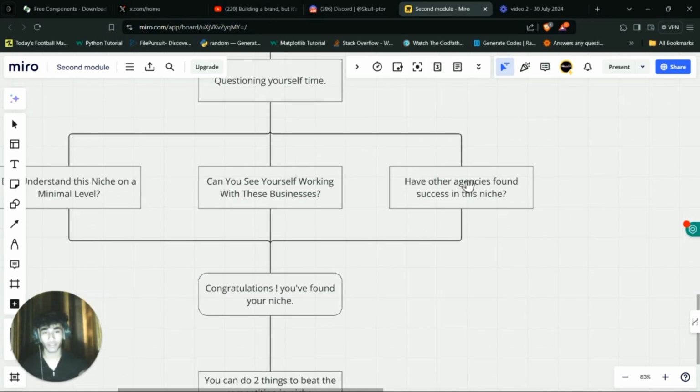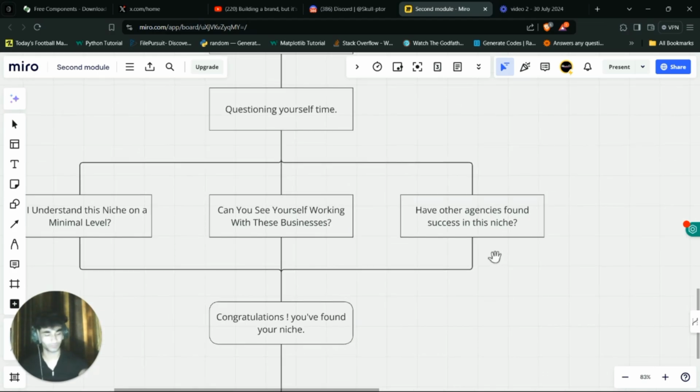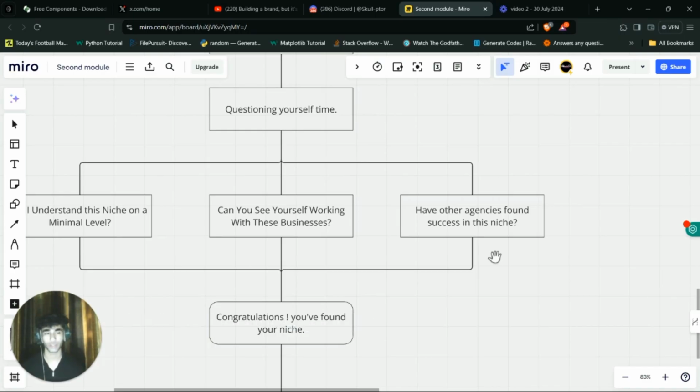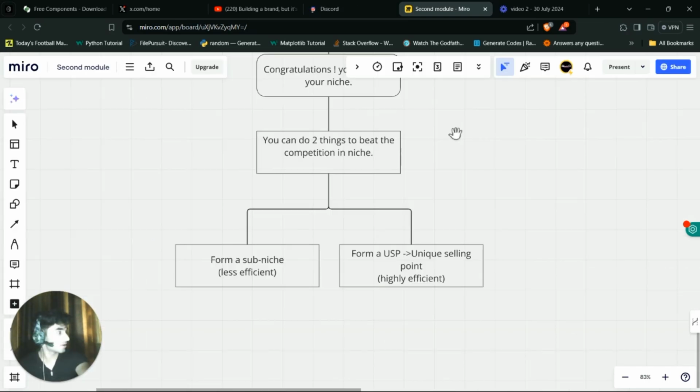Next comes in, have other agencies found success in this niche? Now, this is one of the most crucial questions you'll be asking yourself, since you have to make sure that this niche has been proven to be beneficial for others. Now, I'd say AI has been beneficial in most of the niches, because AI is a new thing and AI is already storming the businesses of online coaches, doctors, healthcare overall, fitness, real estate agents, and all the other things, even cosmetics and stuff like that.